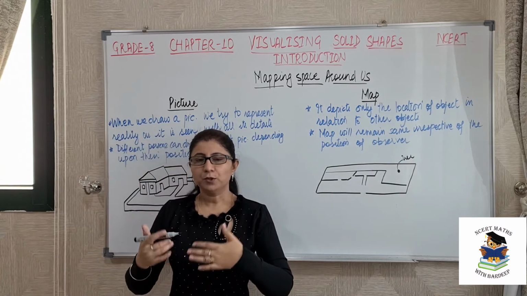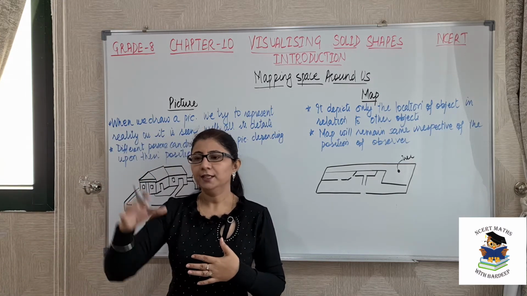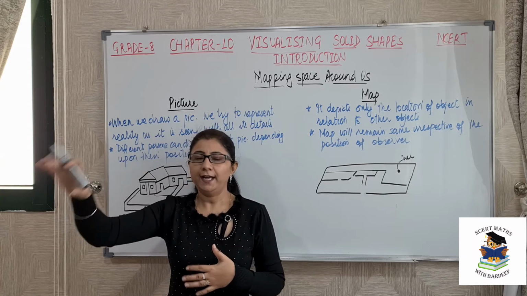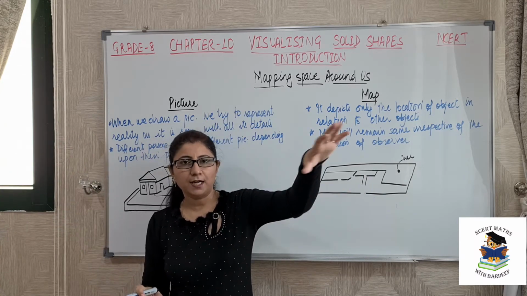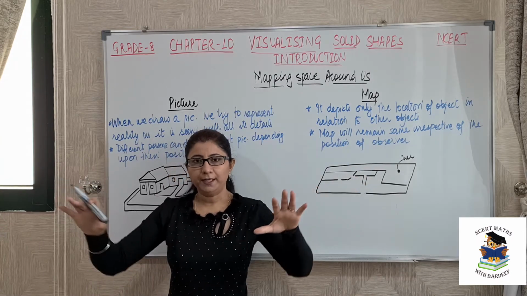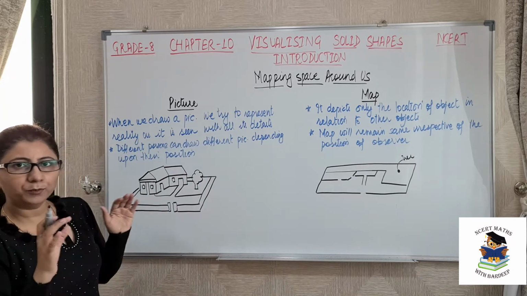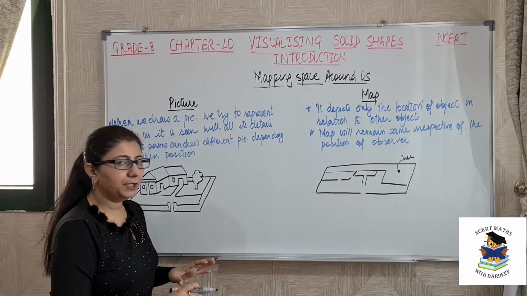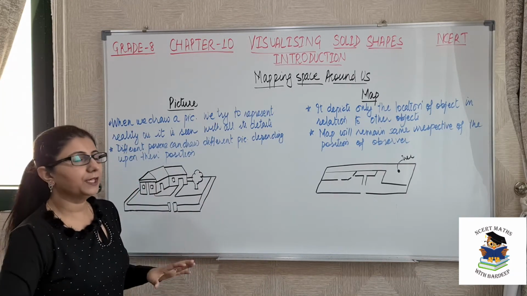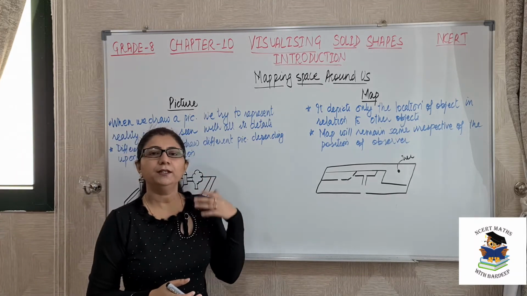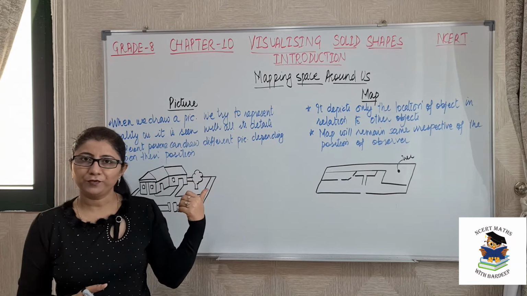Suppose I am looking from this side, and one slide is on this side, towards my right, and the slide and the trees are on this side. I will make a picture according to this. But if I see from the other side, the same picture will look something different. So we can see that perspective is very important when we draw a picture of an object.